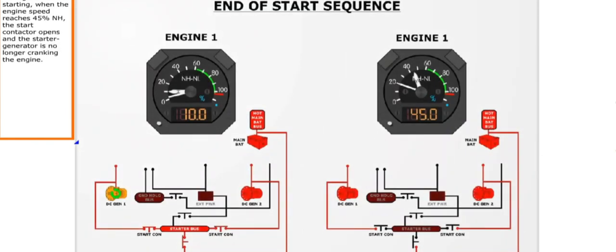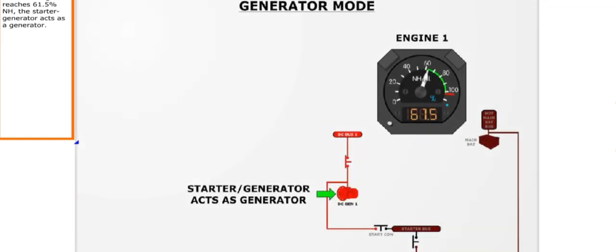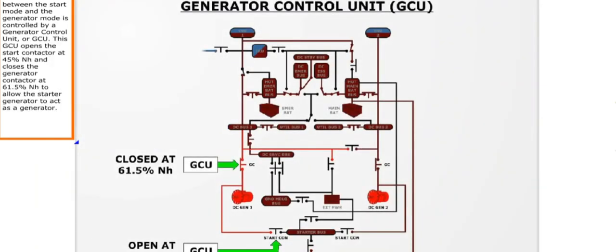During all starting, when the engine speed reaches 45% NH, the start contactor opens and the starter generator is no longer cranking the engine. When an engine reaches 61.5% NH, the starter generator acts as a generator. The transition between the start mode and the generator mode is controlled by a Generator Control Unit, or GCU. This GCU opens the start contactor at 45% NH and closes the generator contactor at 61.5% NH to allow the starter generator to act as a generator.